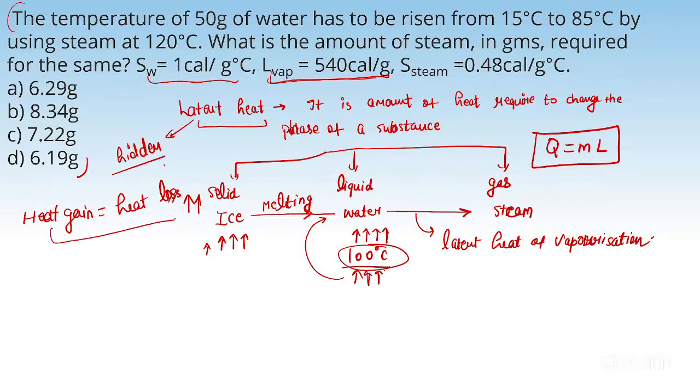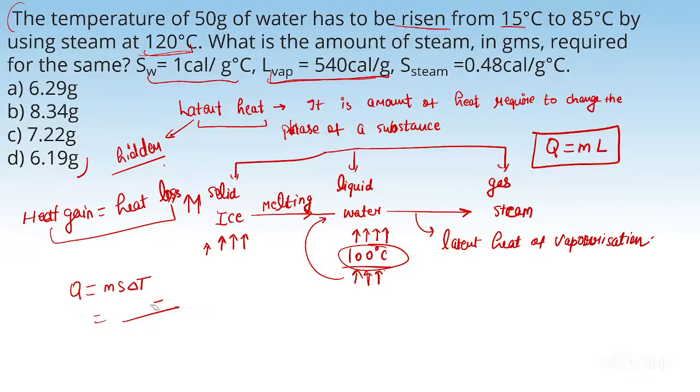ठीक है. अब हीट गेन कौन करेगा? देखो, टेम्परेचर ऑफ 50 ग्राम ऑफ वाटर हैज टू बी रेज्ड. इतना रेज करना है 15 to 85 यूजिंग ए स्टीम एट 120 डिग्री सेल्सियस. तो स्टीम को अगर मैं वाटर पे पास कर रहा हूँ, तो स्टीम will lose the heat here, because steam is at 120 degrees Celsius and water is initially at 15 degrees Celsius. It is given. ठीक है. So heat gain is by the water, and that heat gain will be nothing but M into S into delta T, or you can say MC delta T.